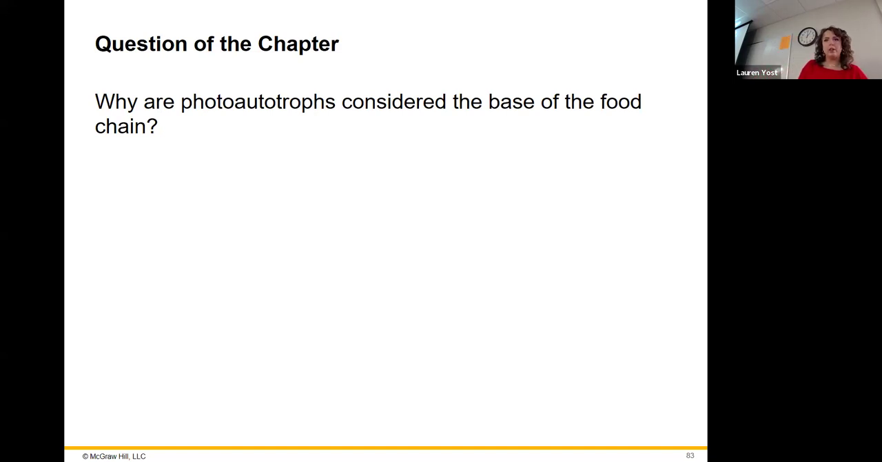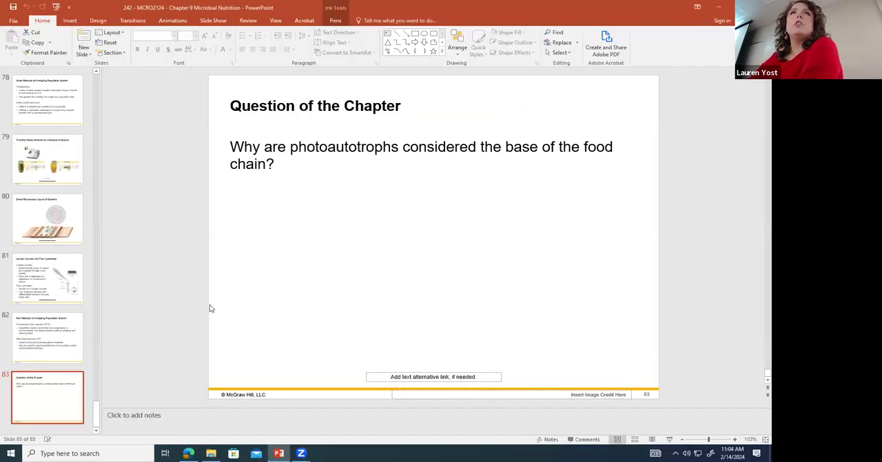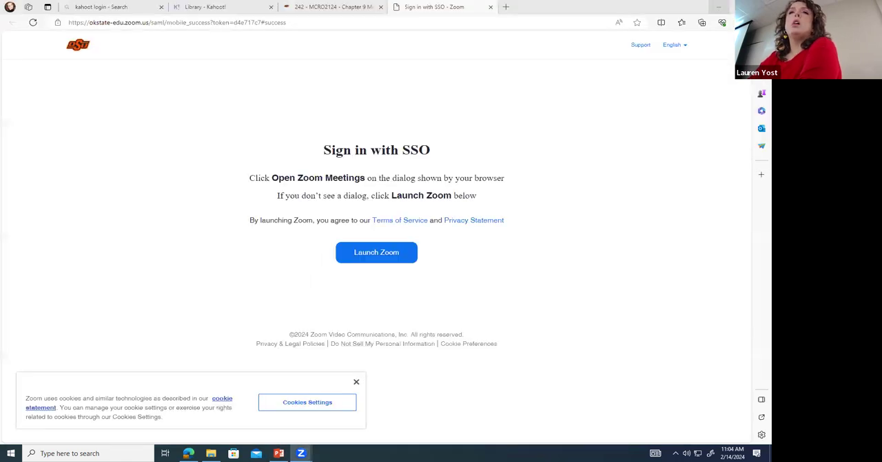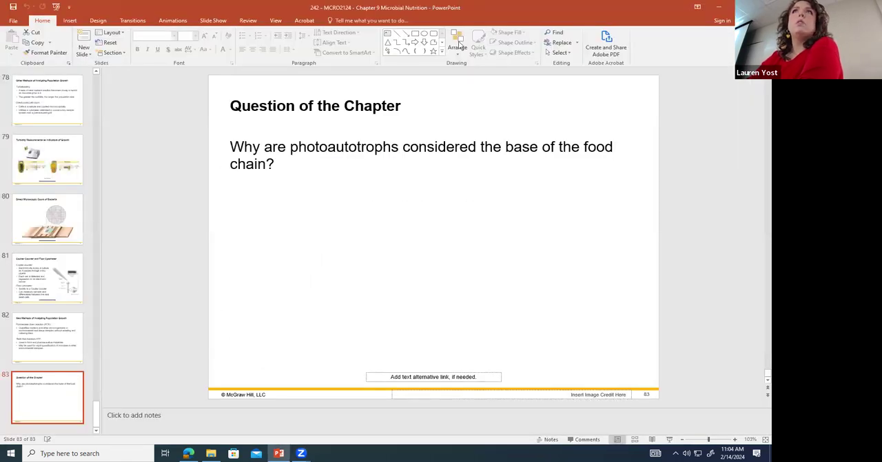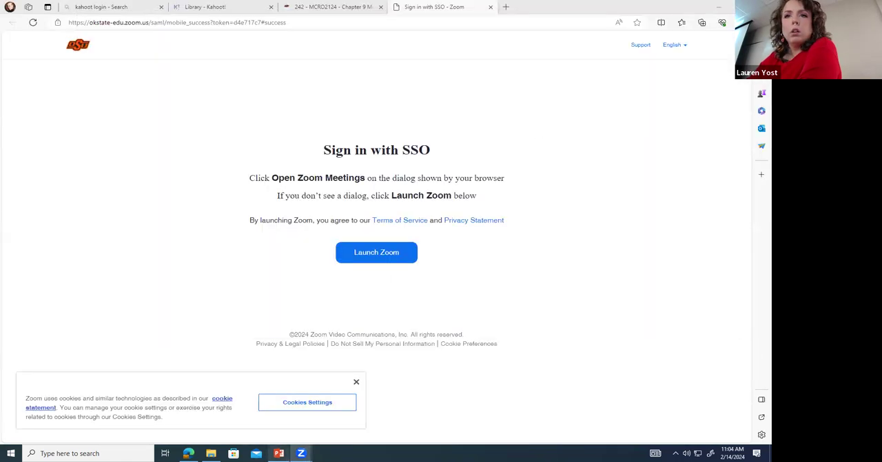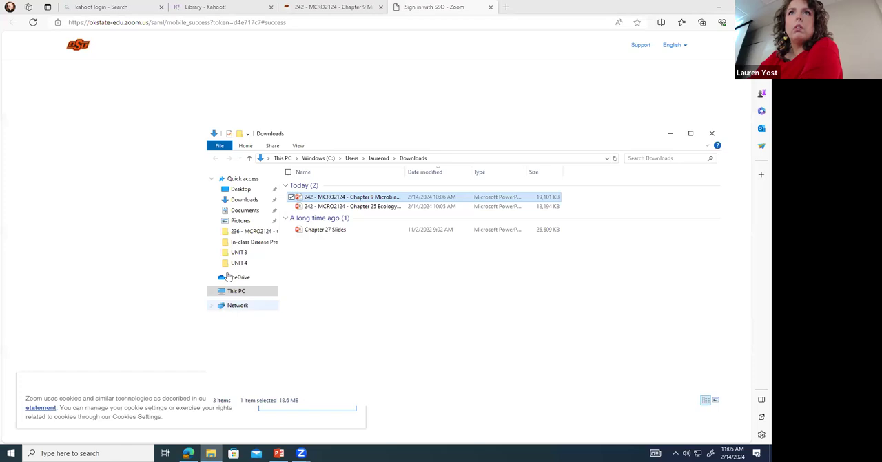So for chapter 9, geez, I didn't even get to 25. Chapter 9, why are photoautotrophs the base of the food chain? That should make sense. Let me just look at chapter 25 and see what we're missing out. 25? That's 9. I thought I opened it. No, I didn't.